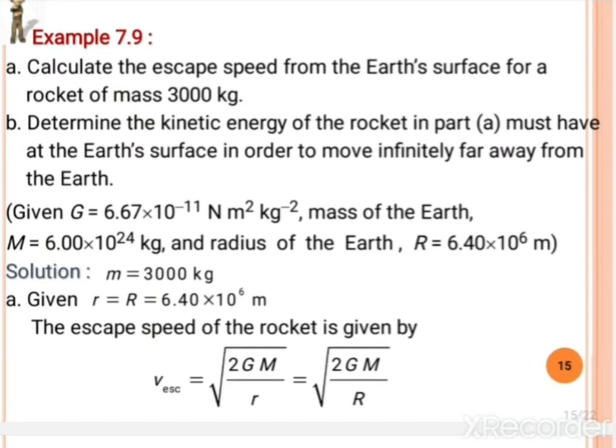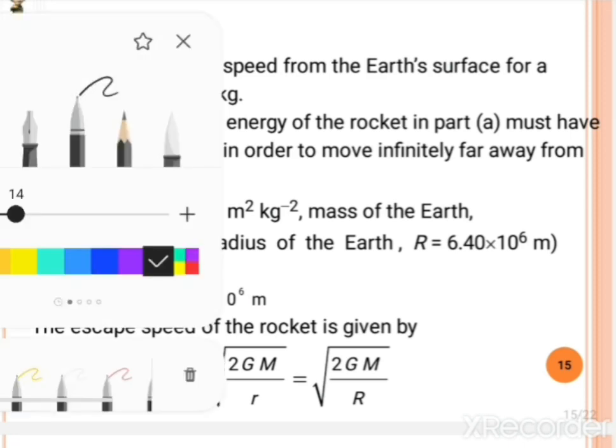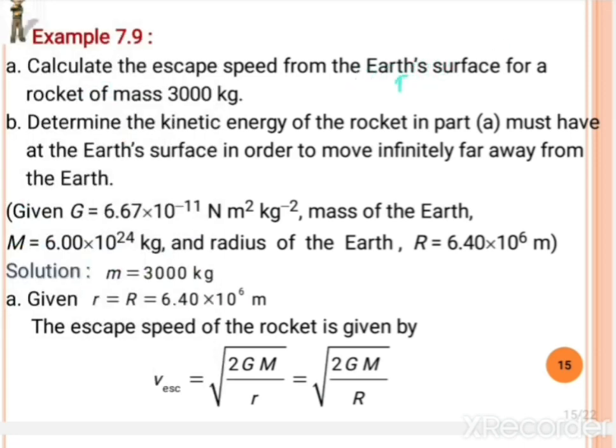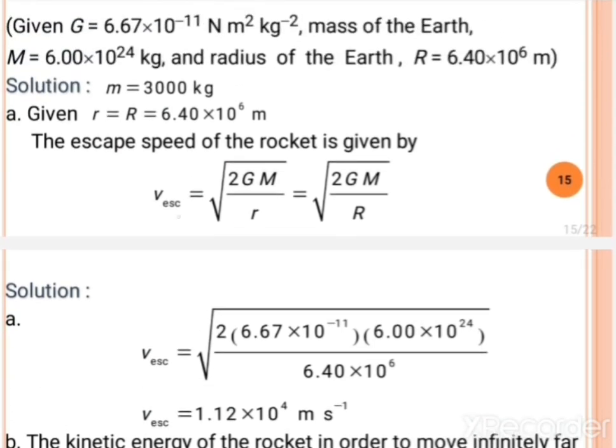Look at example 7.9. Question A. Calculate the escape speed from the Earth's surface for a rocket of mass 300 kg. Okay, so Earth's surface here is r, so r equals the radius of Earth because this rocket is on Earth's surface. So we use the formula. Look at this solution. V escape equals square root of 2GM over r, and then r here equals the radius of Earth.